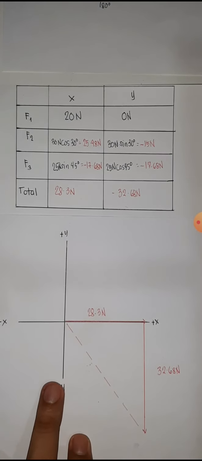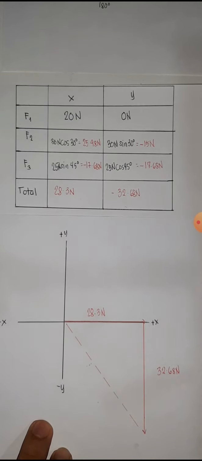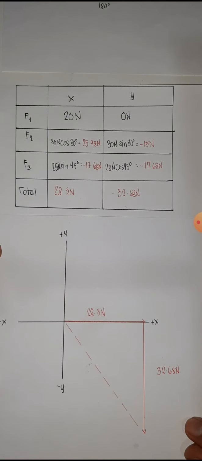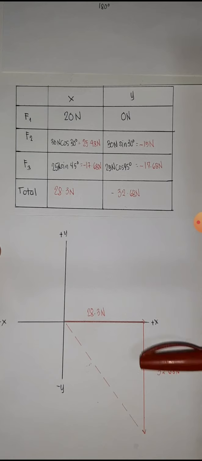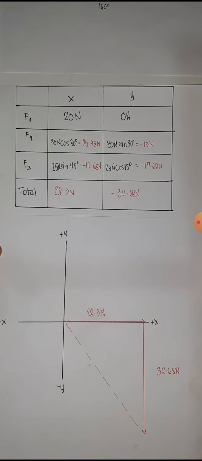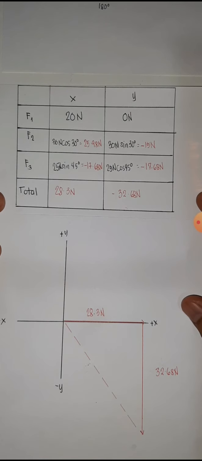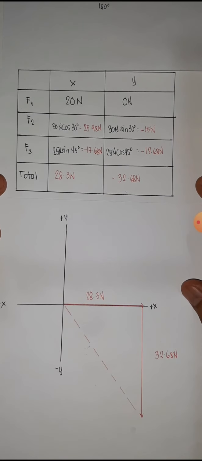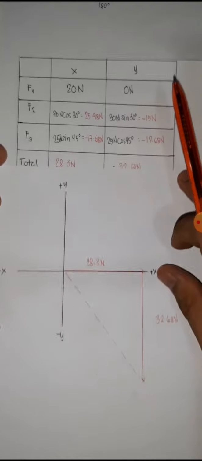Okay, we don't know yet what the magnitude for this one is, but since we're given 28.3 Newton and 32.68 Newton for the x and y components, we can observe that there is a right triangle that we can derive from the given components. This is the hypotenuse, so we can use the Pythagorean theorem in finding the magnitude of your resultant.